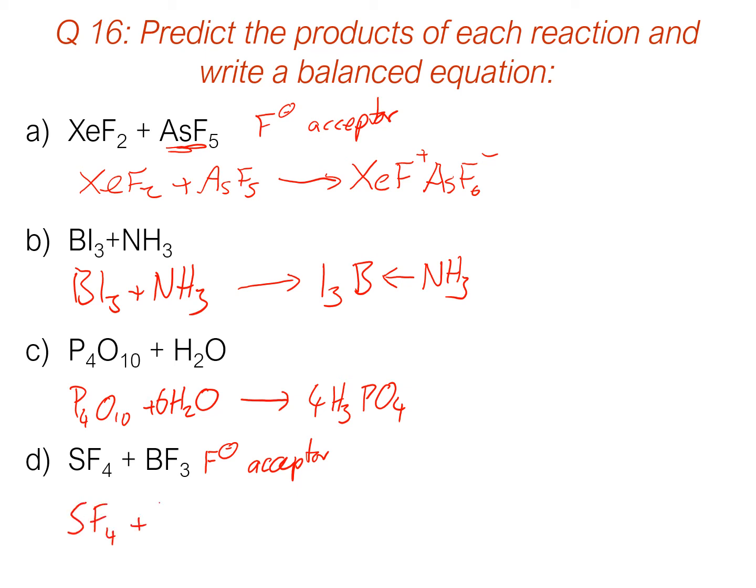SF4 plus BF3 goes to make this ionic compound where we've got SF3+ that's lost a fluoride ion, and BF4- because it's acted as a fluoride ion acceptor. The BF3 has now got an extra fluoride anion. So yeah, that's how to balance all of those. And these are typical behaviours to know of the p block compounds.